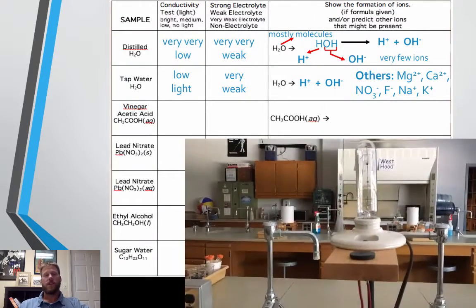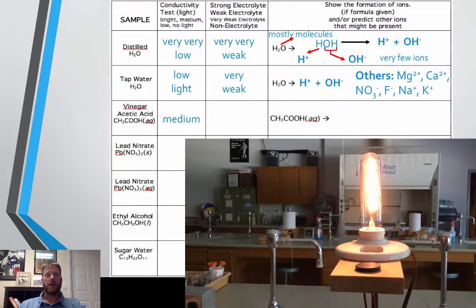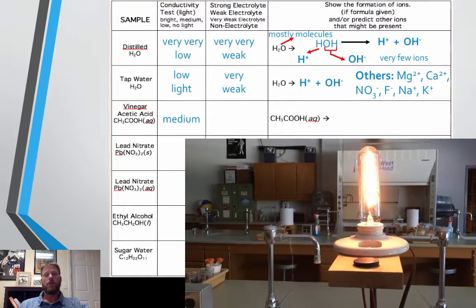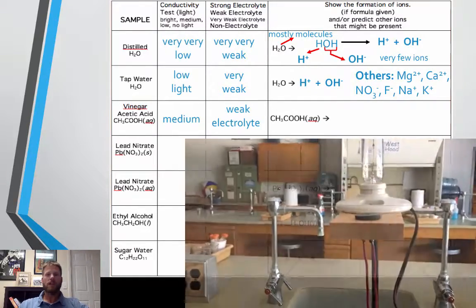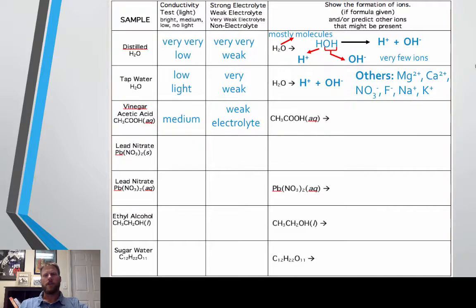So let's test vinegar next, and you can see we get a little bit brighter light still, a medium light, which means vinegar is a good electrolyte. When you look at the formula of vinegar, you see it's CH3COOH. Well, if we have a bright light, that means that substance breaks up into ions. So there's going to be a few molecules in solution, but we get mostly ions. We get H plus and acetate ions. So there are a few more ions than there are molecules, which is why the light is a little bit brighter.